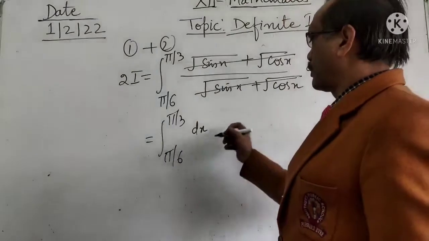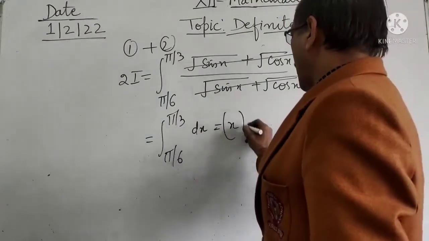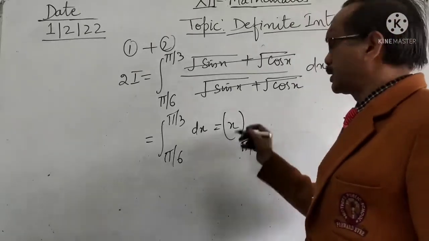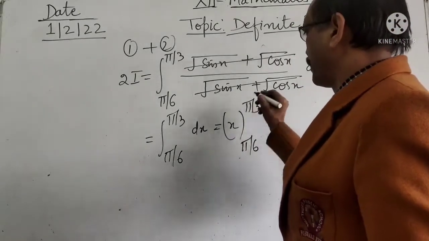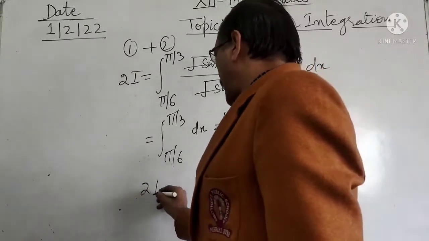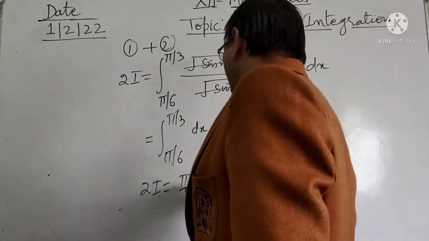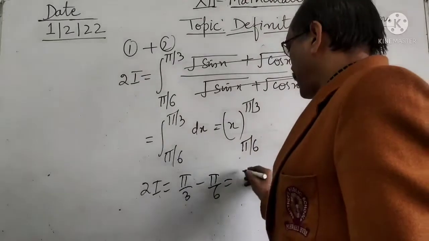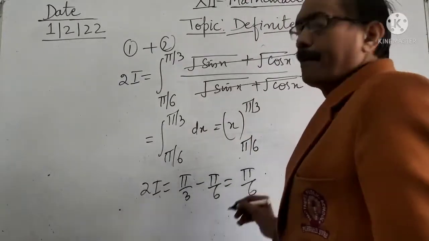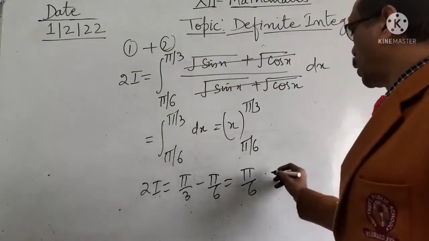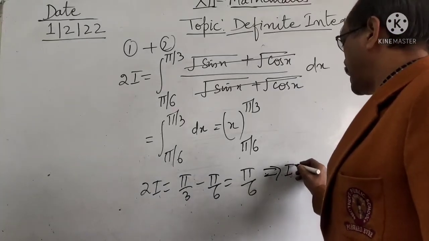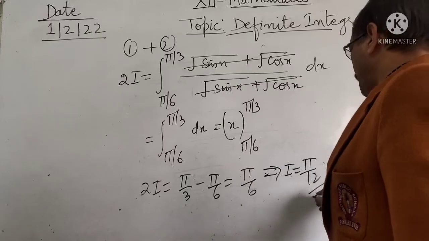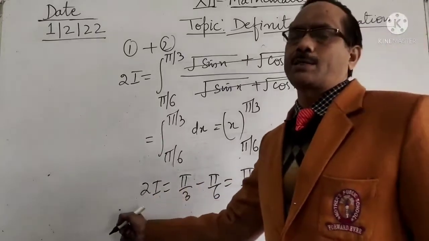Now the integration of dx is x, and the limit of integration is pi by 6 to pi by 3. Then 2I equals pi by 3 minus pi by 6, and it will be pi by 6. So the integration I equals pi by 12. So the value of the integration is pi upon 12.